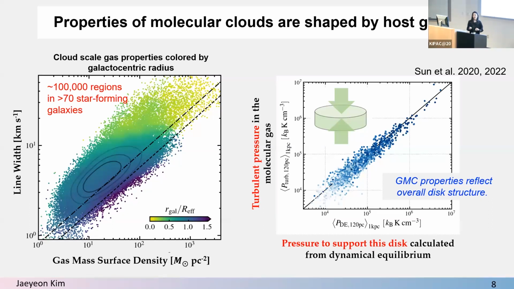So why is it? What is happening here? One plausible answer might be that these small scale GMCs, molecular clouds, still care about where they are within the galaxy. This is indicated on this plot, where the y-axis is the internal turbulence pressure of these molecular clouds, and the x-axis is the pressure that is required to support the weight of the disk. And there's a tight correlation between these two pressures, meaning that GMC properties still care where they are within the galaxy because they still reflect the overall disk structure.